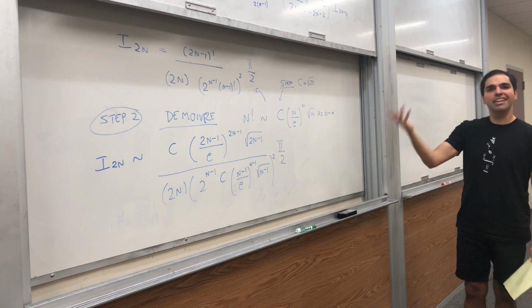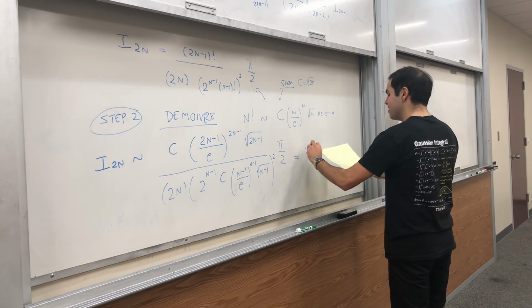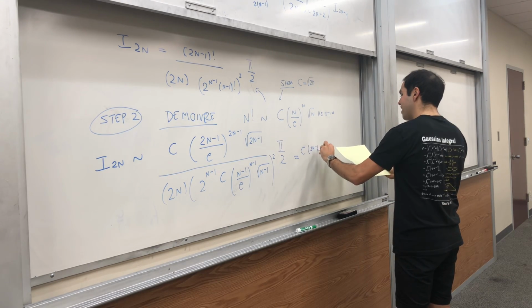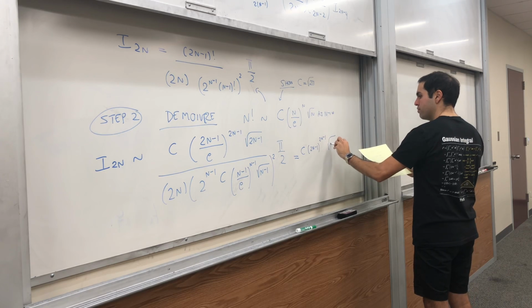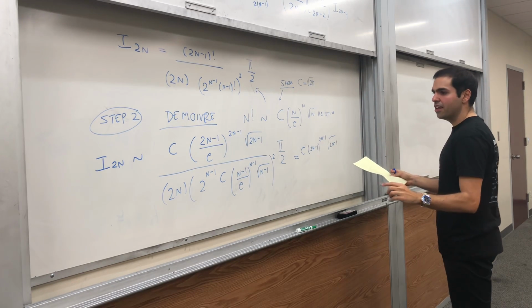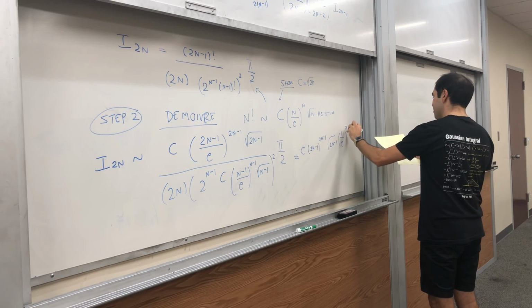Now, we would like to clean this up a little bit. So this equals, let's see, c times 2n minus 1 to the 2n minus 1 square root of 2n minus 1 and then 1 over e to the 2n minus 1.